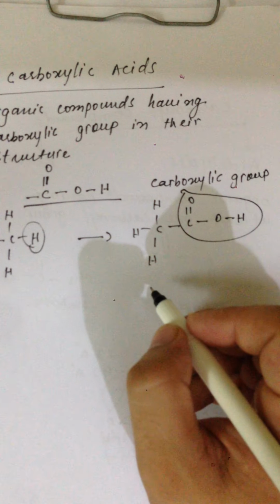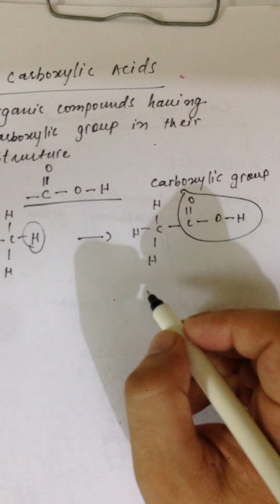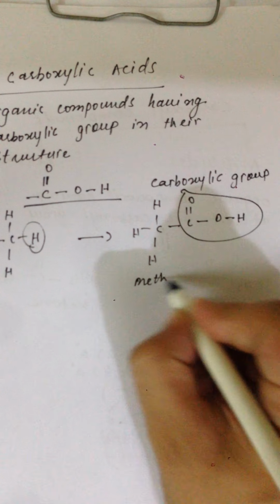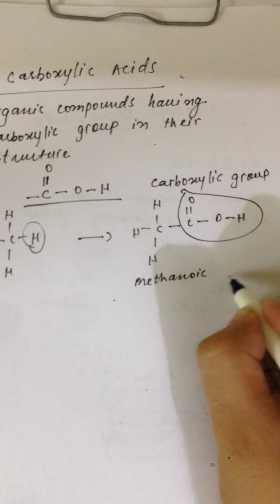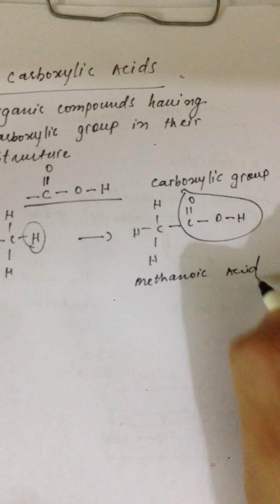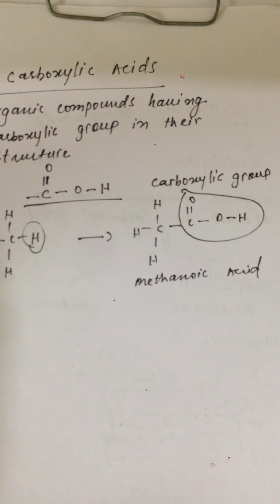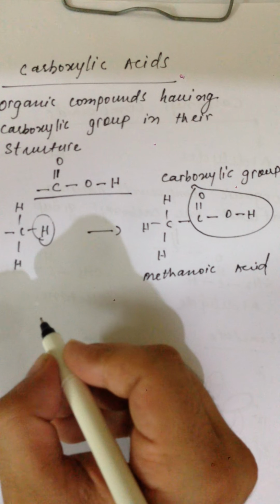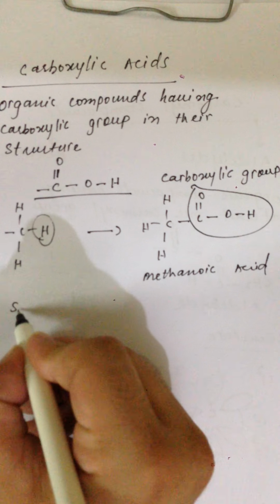So the name of this compound is methanoic acid. We will discuss the system of naming for organic compounds in our later lessons. Let's talk about the structure of these compounds.